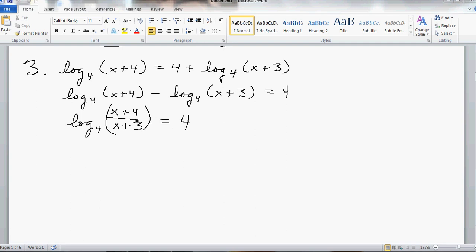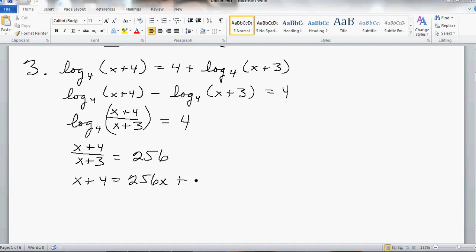And then if I take 4 to this power equals 4 to this power, then I get rid of the logarithms. So it's x plus 4 over x plus 3, and as I said before, 4 to the fourth power is 256. So then it's just a matter of solving from here. Multiply both sides by x plus 3, and I get x plus 4 equals 256x plus 7.